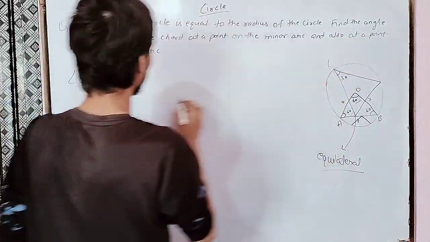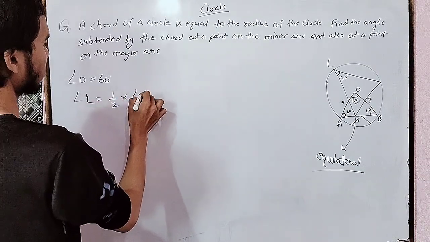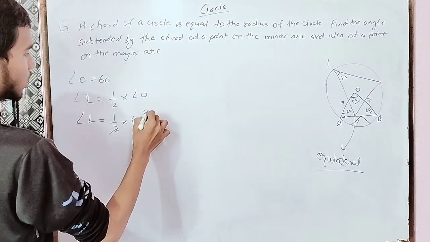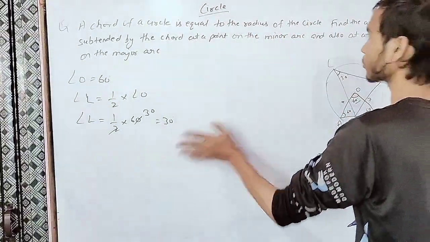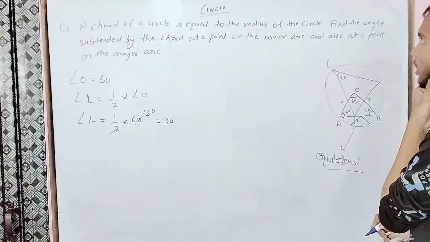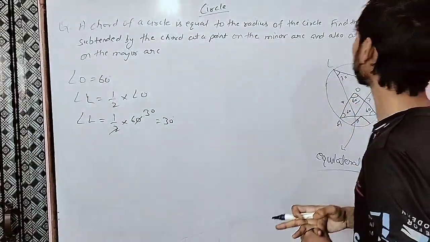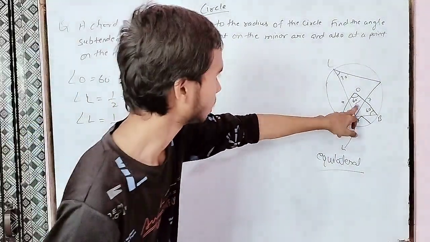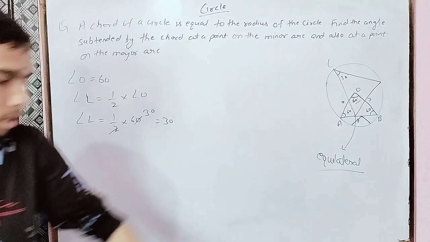So angle O is 60. Then you can say angle A will be half of angle O. So angle A will be 30. It will be 30. Clear? What else? We had to find the measure of this radius and a point. We have found the measure of this and this by the equilateral triangle.